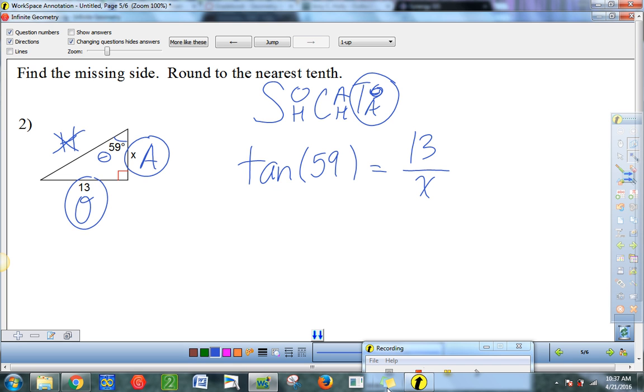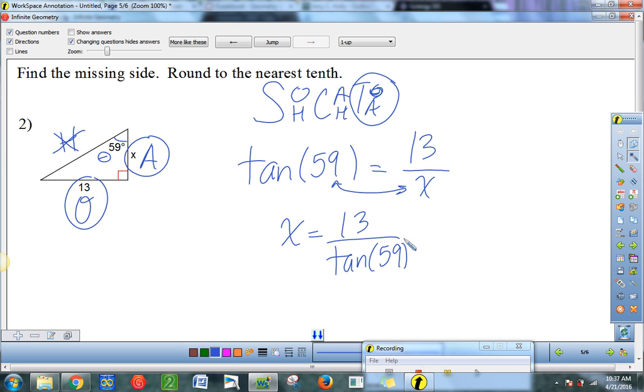Okay? So there's two situations that happen in this. That's it. Only two. There's either a multiply or a swap. And this one we swap. Why do we swap? Because we need X to be the degree, so it should be tan negative 1 of X equals 13 over 59, right? Yeah, x is in that denominator, and you can swap it. And you can type that exactly into your calculator. 13 divided by tangent 59.